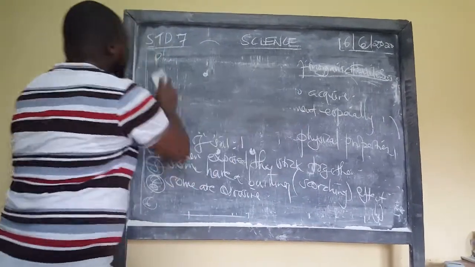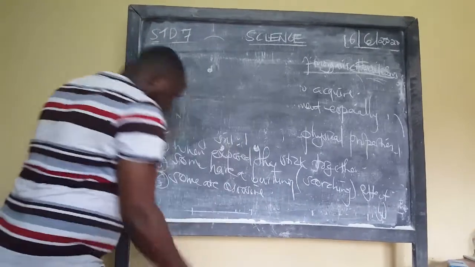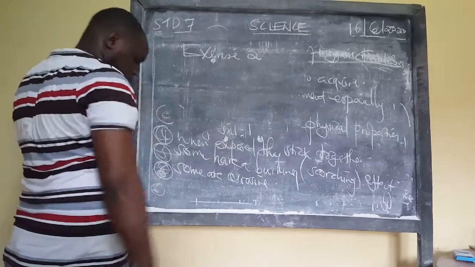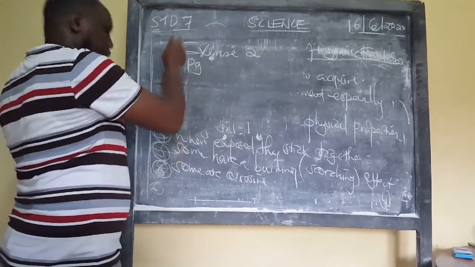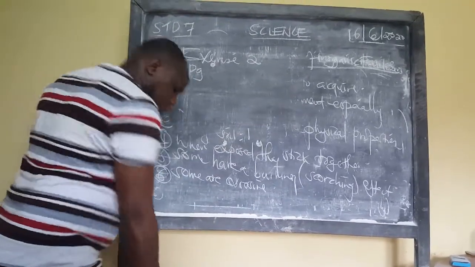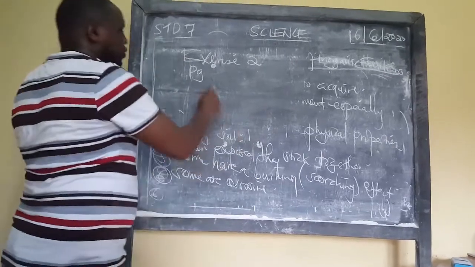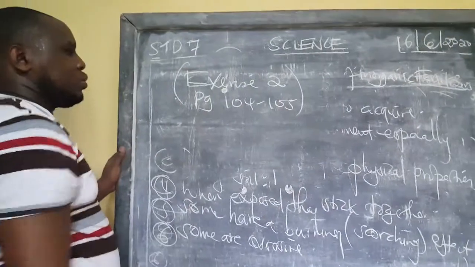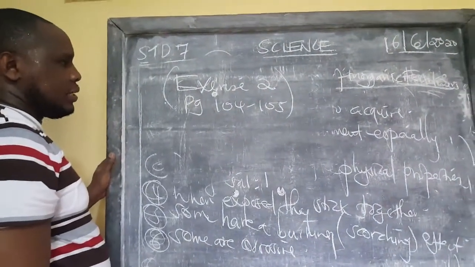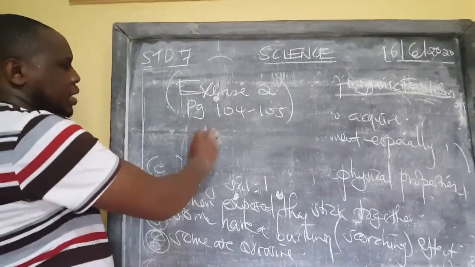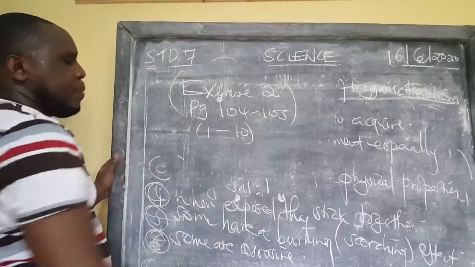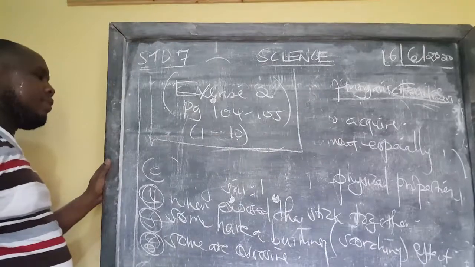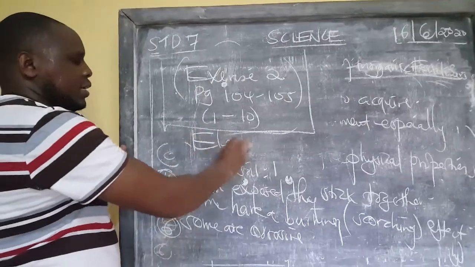We cannot finish the lesson without work. So 1-to-1, exercise 2, on pages 104 through 105. That's the work that I want you to get and get right. Do those questions, running from number 1 to 10. Do them properly. And once we meet next time, prepare yourself for something interesting.